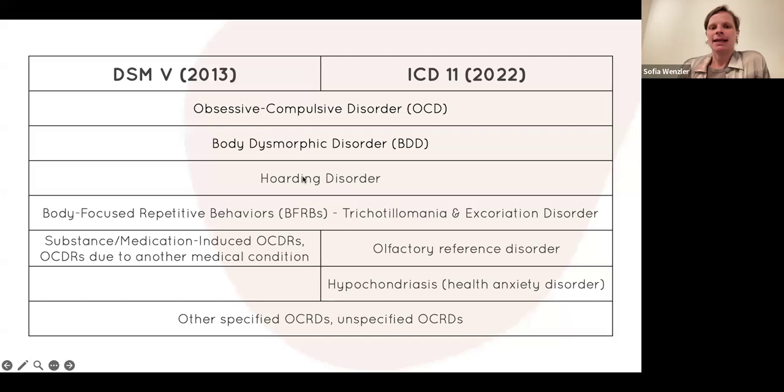And then in the ICD-11, we specifically have two more disorders, olfactory reference disorder, and hypochondriasis, which I hope by the end of the webinar I'm going to say smoothly. Those six: OCD, body dysmorphic disorder, hoarding disorder, BFRBs, olfactory reference disorder, and hypochondriasis are the ones that I want to give you some more information about. I think six is enough for one webinar.